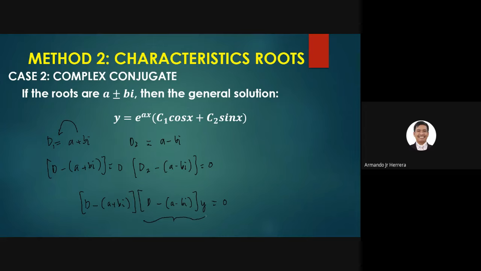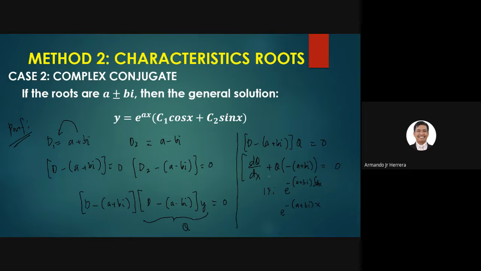So if I am to let this be equal to q, so we're proving na (D minus (a plus bi)) q is equal to 0. So because we let this be equal to q, so this is dq/dx plus q times negative quantity (a plus bi) is equal to 0. So again, our integrating factor is e raised to the integral of negative (a plus bi) dx. So your IF is e raised to negative quantity (a plus bi) of x.